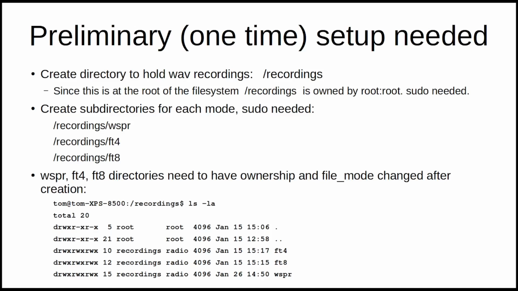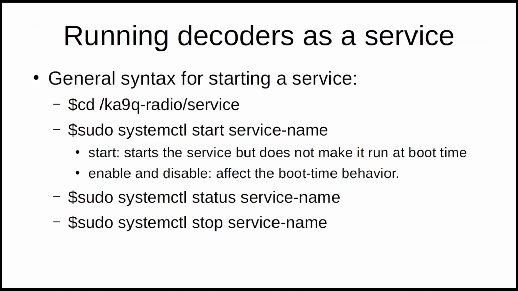So here on my system, you can see that recordings is owned by root, and then recordings/FT8 needs to be owned by recordings:radio. FT8 needs to have an ownership of recordings:radio, and WSPR needs an ownership of recordings:radio. You also should set the file mode properties for 777 on each of those three subdirectories. Once you've created those subdirectories, then you will be able to get started.